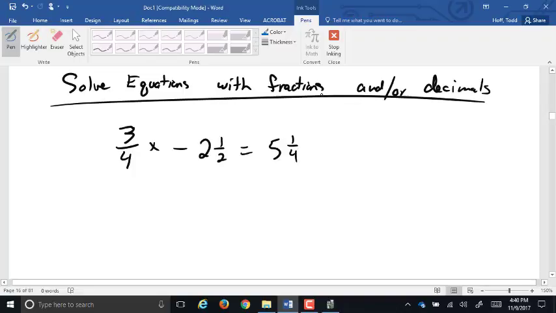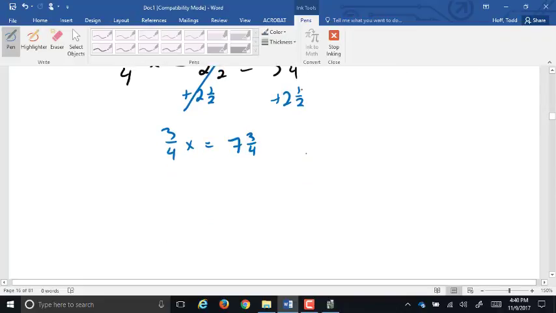Careful. Yeah, it's minus 2 1/2, so we add 2 1/2. So 3/4 x equals, that's 7 3/4. 5 1/4 plus 2 1/2 is 7 3/4. And then divide by the 3/4.